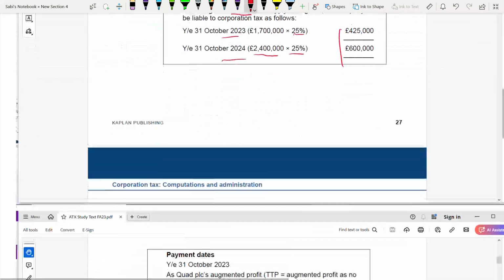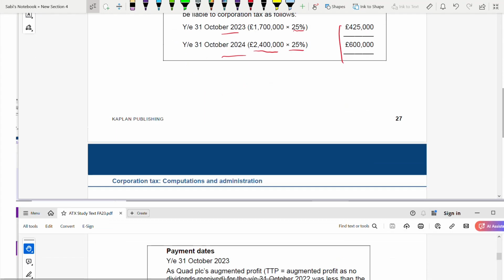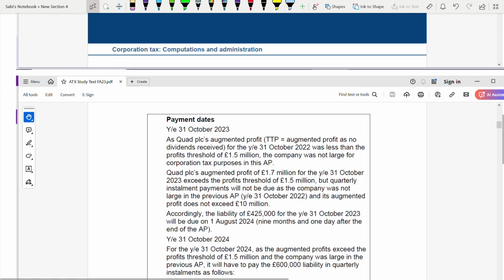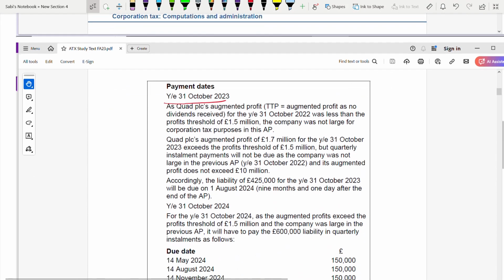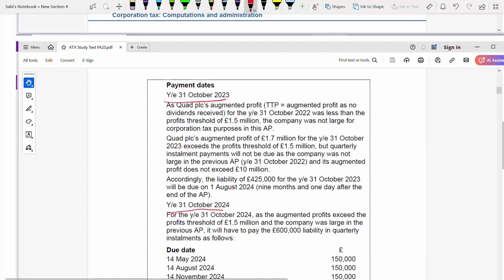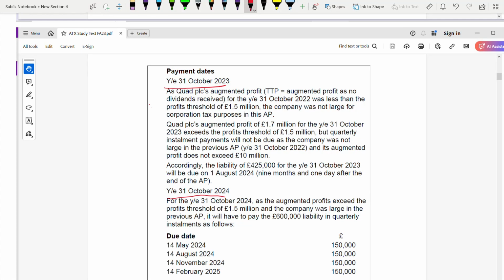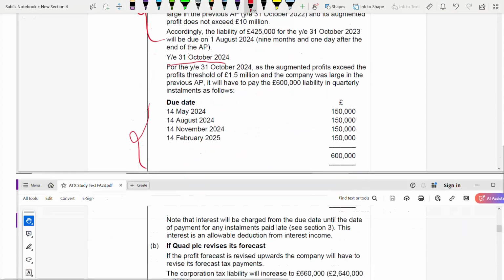Now payment dates. Okay, there are two things you have to do. One is for this year ended 2023, what would be the payment date? One is for this year ended 2024, what is the payment date? As you can see, this is 9 months 1 day. We'll see why. And this one is in installments, that's why installments are calculated. Maybe it was large. So we'll see.